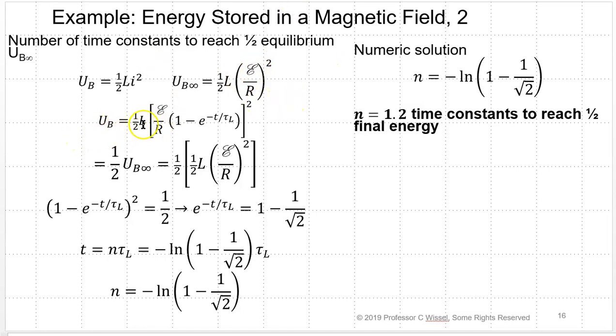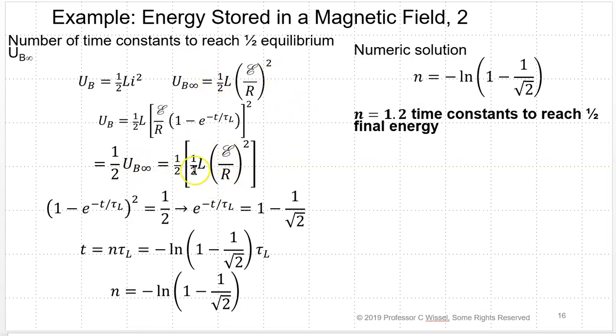So U_B at any time is 1/2 L, and we've substituted in for I equals E over R times the quantity 1 minus the exponent of minus T over tau L. We substitute that into here. So U_B at any time is 1/2 L times the square of this quantity, E over R, times the quantity 1 minus the exponent of minus T over tau L. We want it equal to 1/2 of what it is at infinity. So it's 1/2 times 1/2 L times the quantity E over R squared.